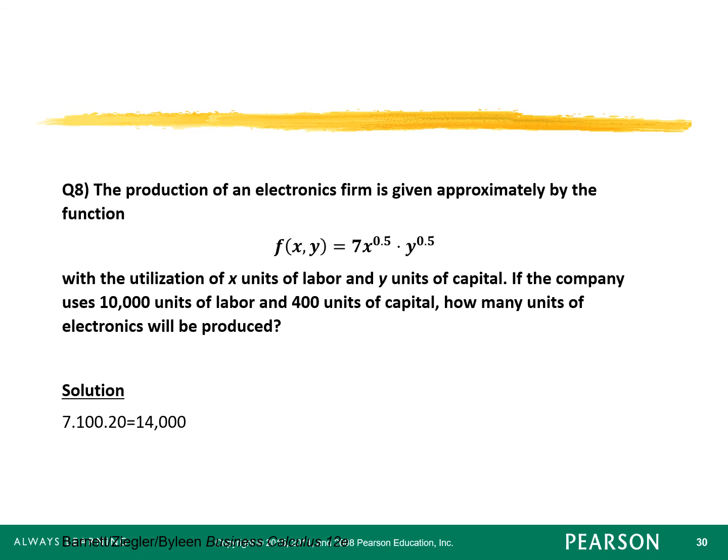So the next question, the production of an electronics firm is given approximately by the function f(x,y) equals this equation, with the utilization of x units of labor and y units of capital. If the company uses 10,000 units of labor and 400 units of capital, how many units of electronics will be produced? It's pretty easy actually. We are going to put 10,000 for x and 400 for y. So the answer will be 14,000.